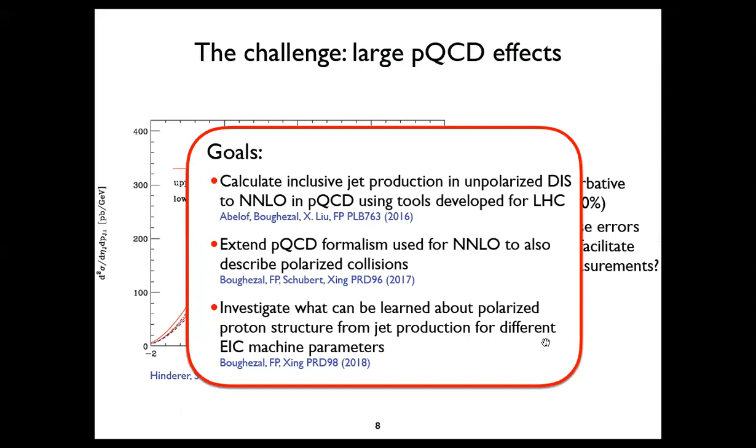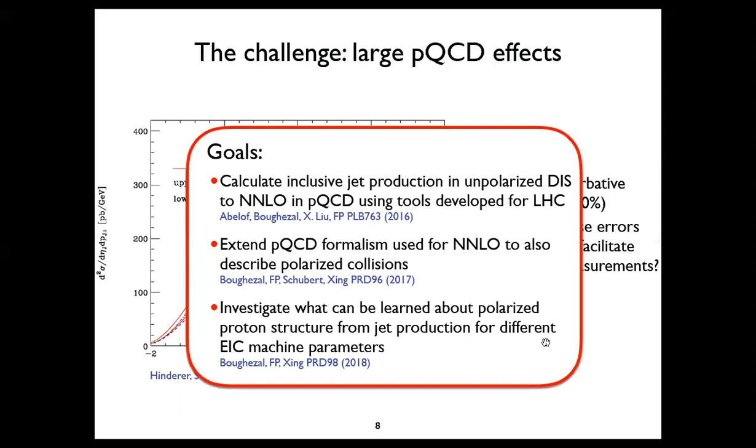Now, polarized proton structure is something we're also interested in. So we want to extend the pQCD formalism that we used for the first calculation, which is also used at the LHC, to the polarized case at NNLO. That was something that we did in the paper referenced there. And finally, what I hope to spend most of my time on in this talk is investigating what can be learned about polarized proton structure using jet measurements at a future EIC.